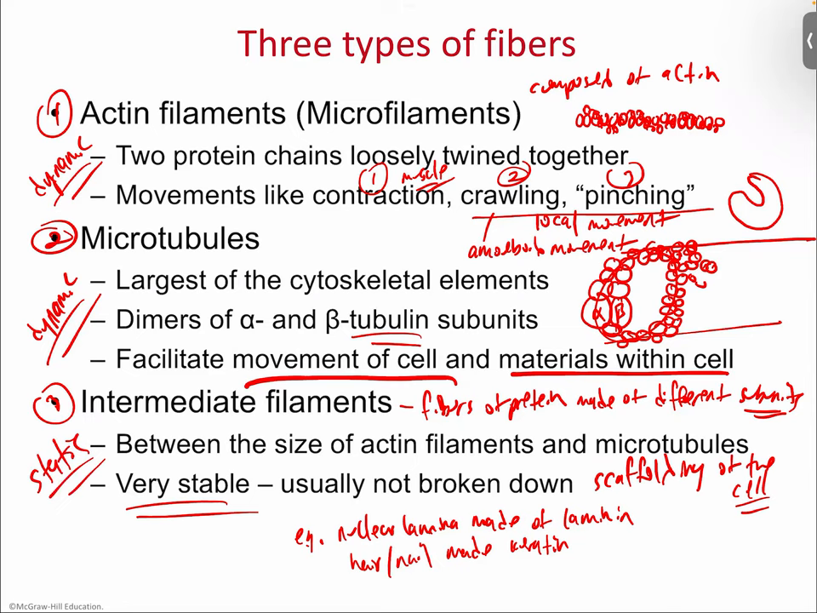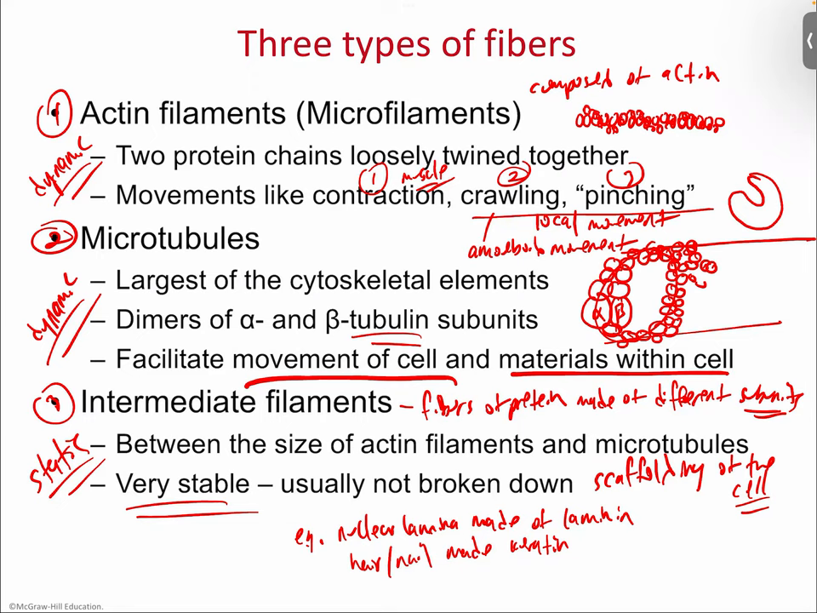Intermediate filaments are sort of like the frame of the tent. The frame of the tent is what gives the tent its shape, right? And so it doesn't change. Because if it does change, then that tent is coming down on your head, right? And so that will always stay static. So it doesn't change because it's literally the framework of the scaffold that creates the shape of the tent itself.